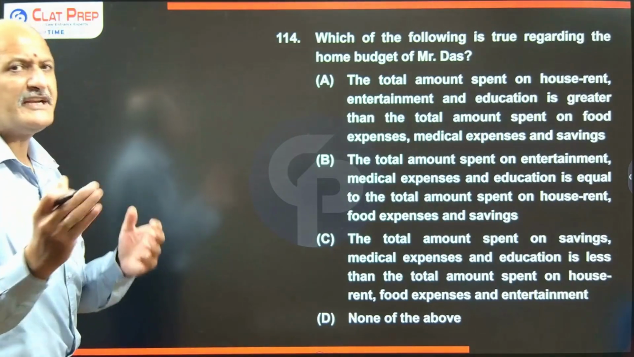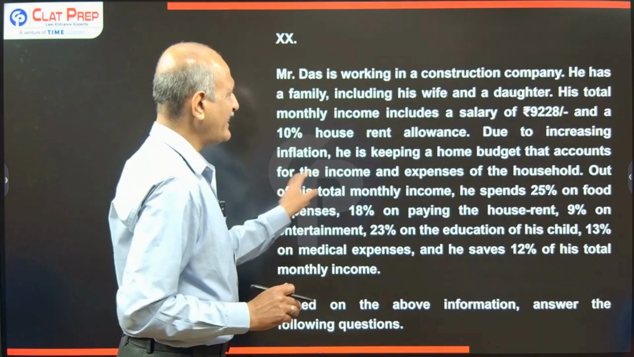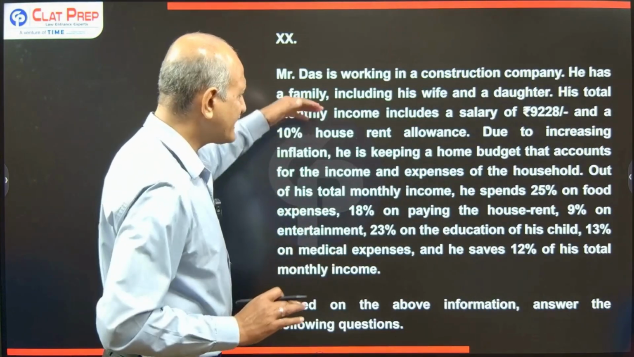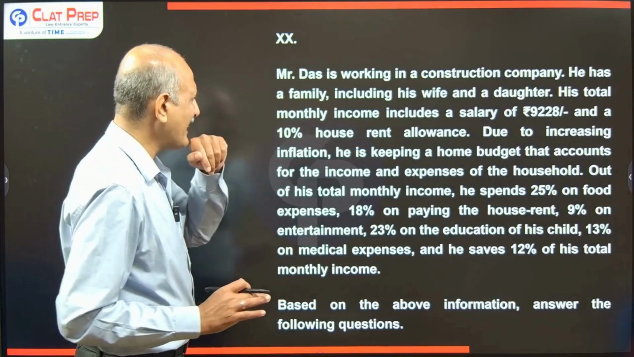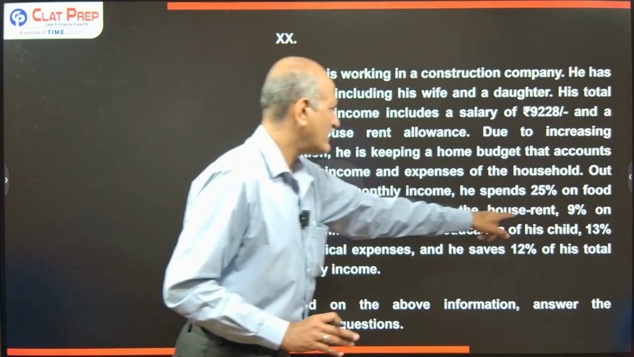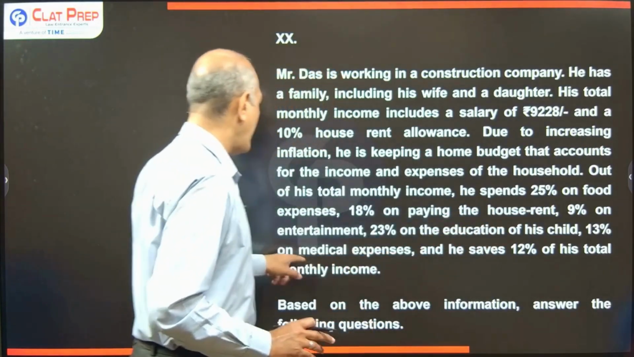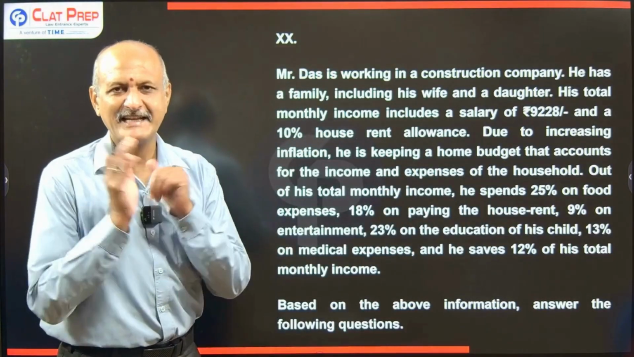Please observe. Let's calculate in percentages only here. House rent, entertainment and education. See here, he is actually spending his income in how many categories? He is spending on food 1, house rent 2, entertainment 3, education 4, medical expenses 5 and savings 6. Right, in 6 categories he is spending.